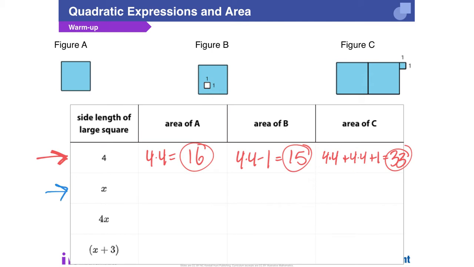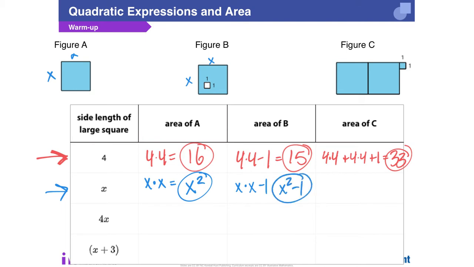So now we're looking at what if the side length is x, meaning we don't know what it is. So square or figure A, the area would be x times x, which we're going to write as x squared. We're going to get used to doing that. And figure B, if the side lengths were x, I would have x times x minus 1, or in other words, x squared minus 1. That would be the area of that figure.